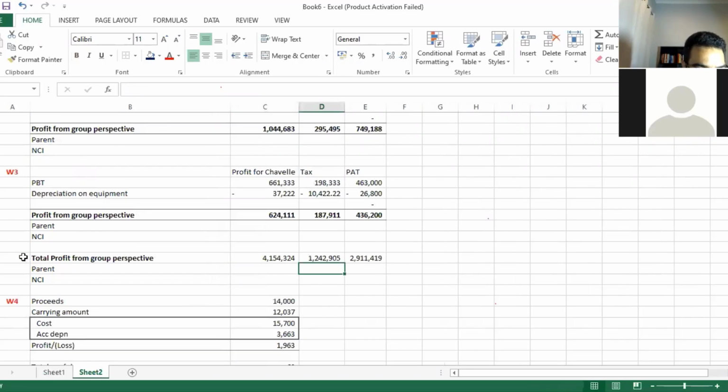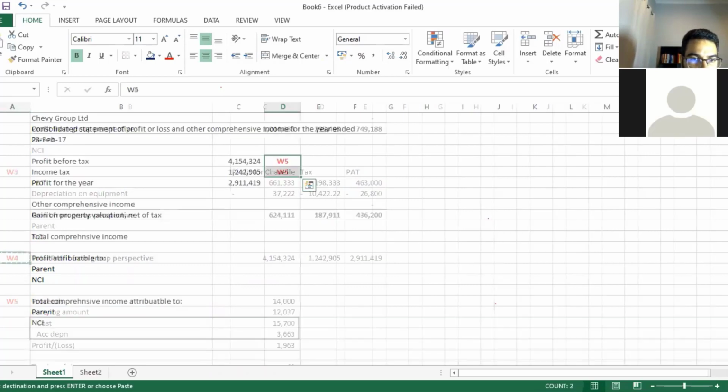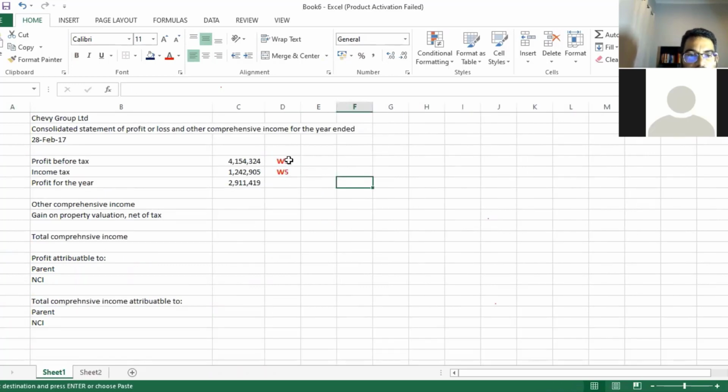So they just call this working 5. Should have called it working 4, but okay, I have it as working 5. Actually, let's make it working 4, and let's call that working 5. Cool. Let's just change it quickly and make it a bit more logical. So there's the profit for the year.